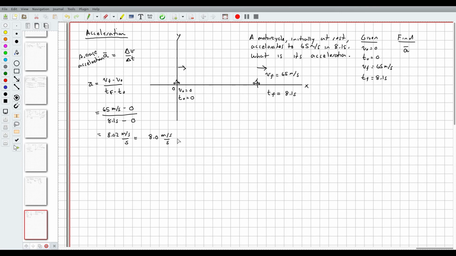Now, to simplify the way this has been written, we typically write it as 8.0 meters per second squared. But always think of it like this. Every second that goes by, this is how it changes. And if you do that, it'll be a little bit easier.